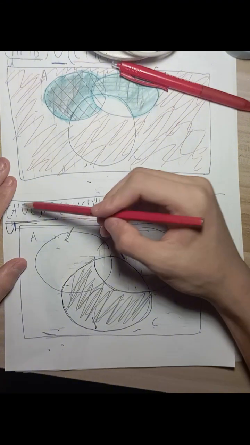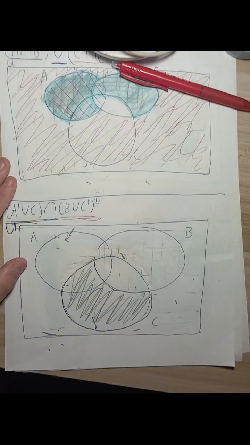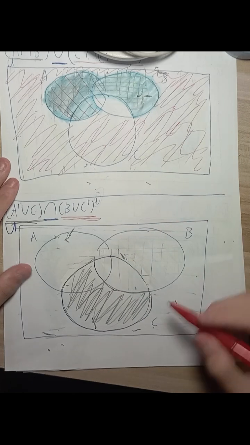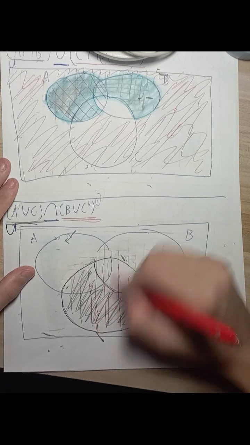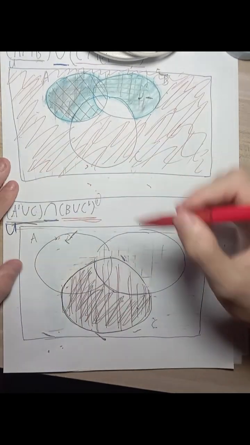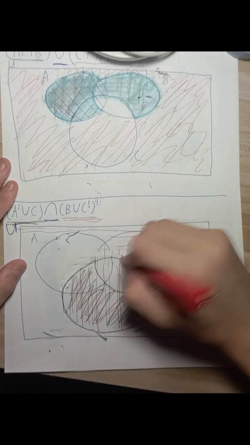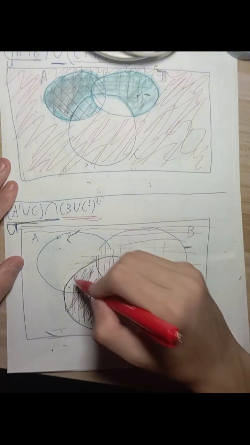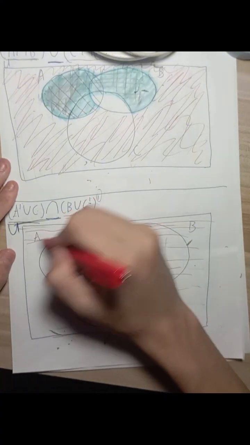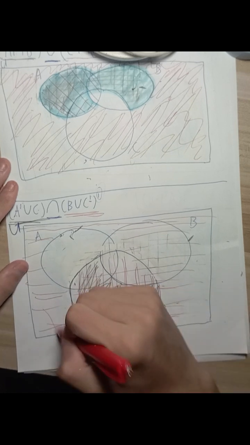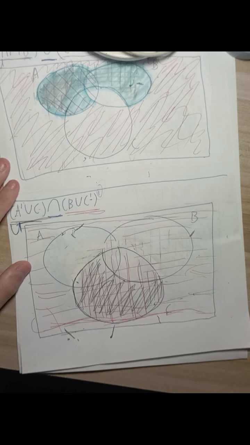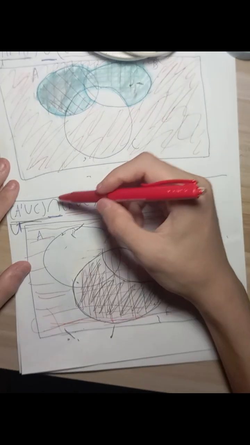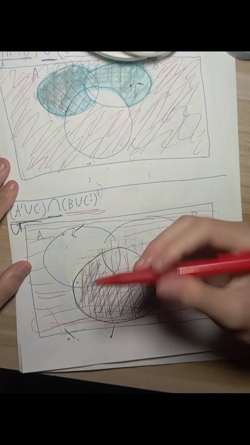So next you have to find the union between A prime and C. So C is just this part. And A prime is just this part outside. So the intersection between these two is just this part.